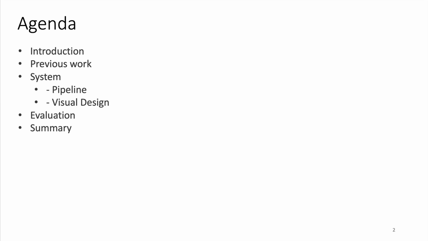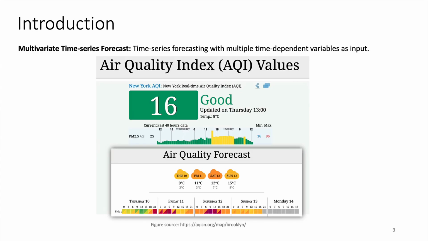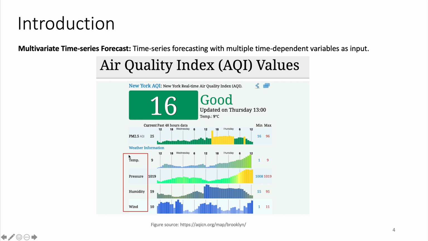This is the agenda. The definition of multivariate time series forecasting means we make predictions with multiple time-dependent variables as input. For example, if we want to predict the New York air quality in the next few hours, of course we can use the previous AQI values as input, but a more meaningful way is to use other meteorological indicators that are highly related to the air quality index, such as the temperature and the pressure, to make predictions.